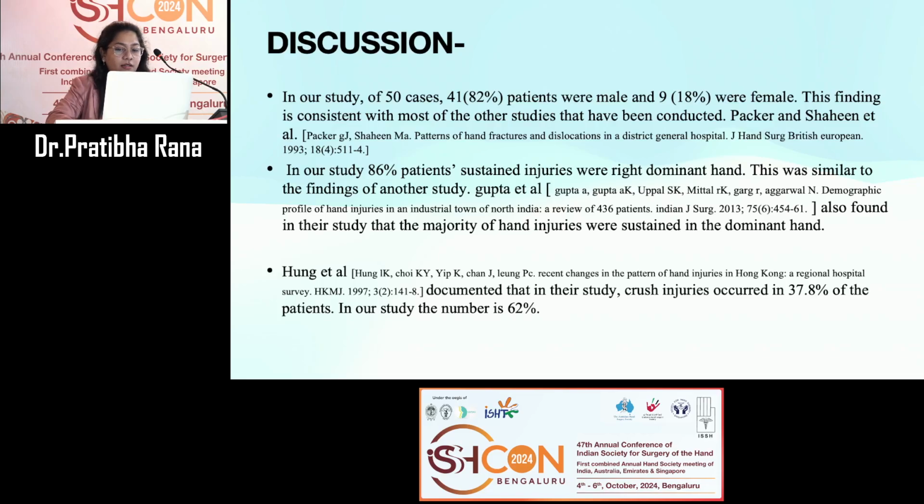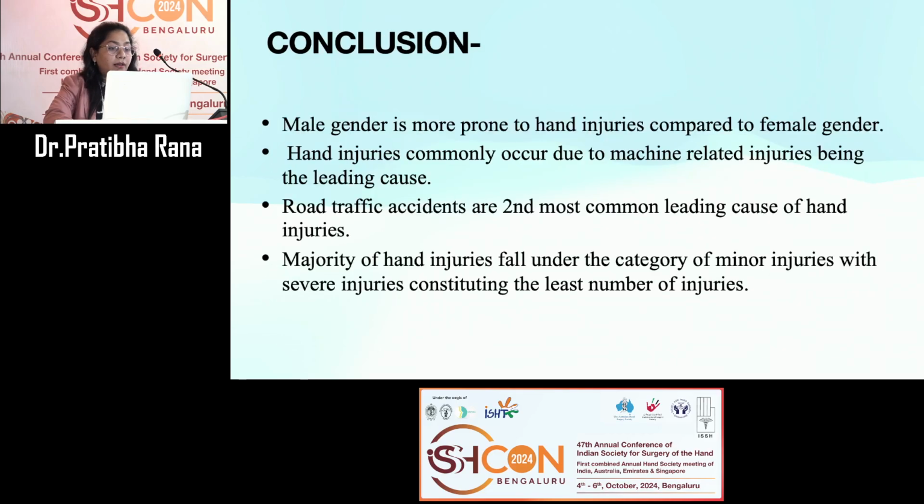These are the comparisons. In our study, 86% of patients sustained injury in the right dominant hand. A similar finding was seen in another study, Gupta et al. Crush injury, in our study, was among 62% of patients, which is similar to the Hangatel study. The conclusion: the male gender is the most prone to hand injuries compared to the female gender.